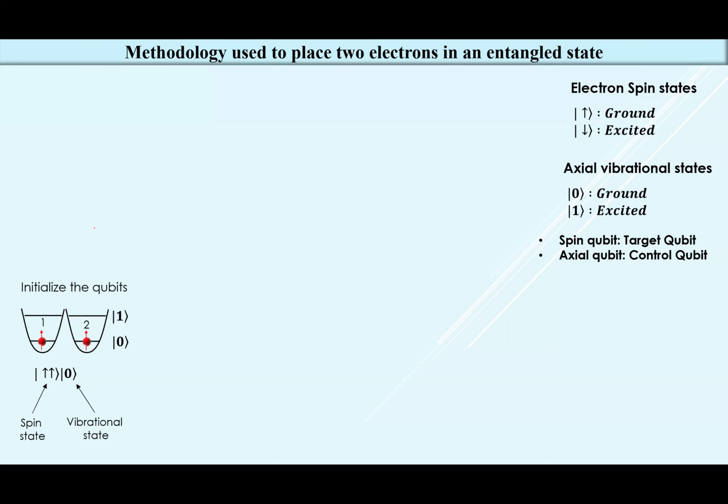So initially, we're going to initialize the electron in the spin ground state. This arrow is showing the spin ground state. And when the arrow flips, then I will call it the spin up state. And this 0 and 1, they are the vibrational ground and the excited state. So I'm going to initialize the system in the ground state.